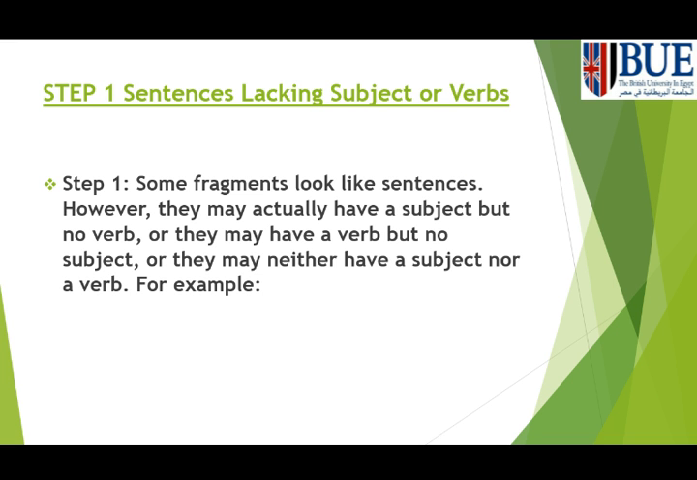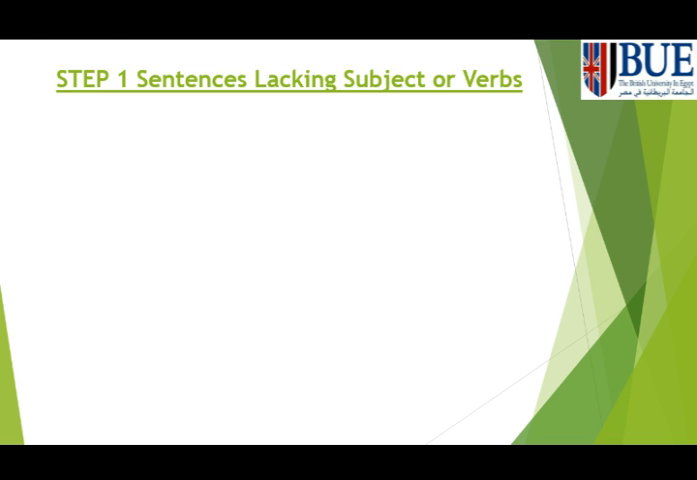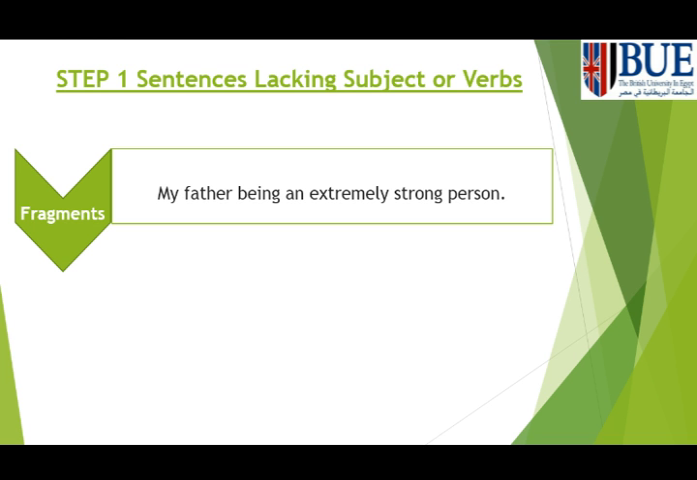The first type are sentences that lack a subject or a verb. Some fragments look like sentences. However, they may actually have a subject, but no verb. Or they may have a verb, but no subject. And in other cases, they may have neither a subject nor a verb. For example, my father being an extremely strong person.